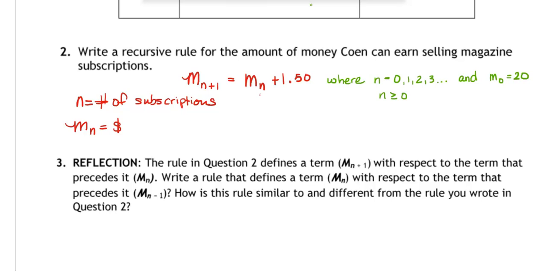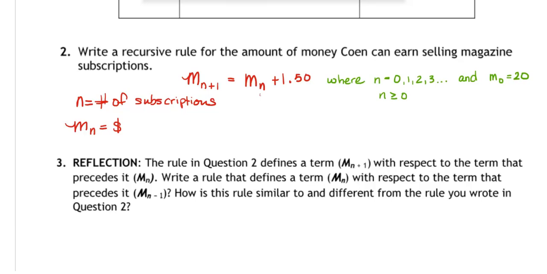But do you notice here how it cannot be a negative n value? He can't sell negative magazine subscriptions. So that's why this n value here is starting at 0 and then it's increasing from there.